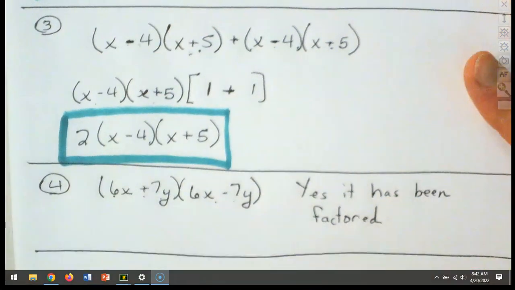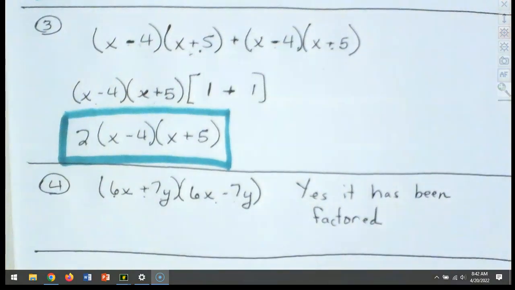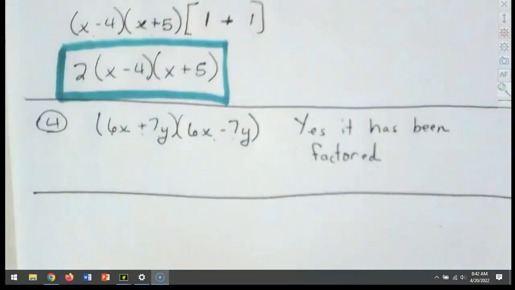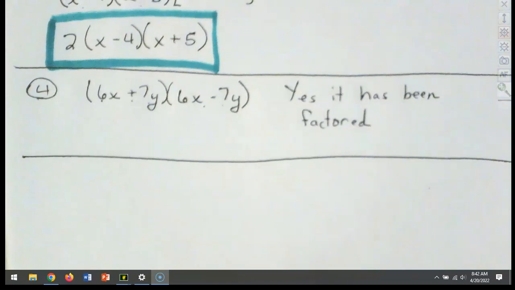So that one has already been factored. And the reason why it's already been factored is nothing else comes out and nothing can be done with it.